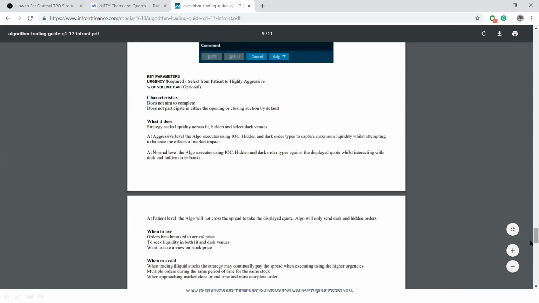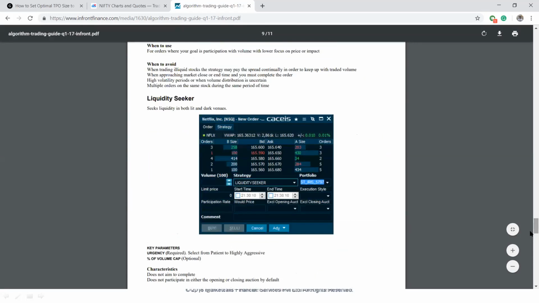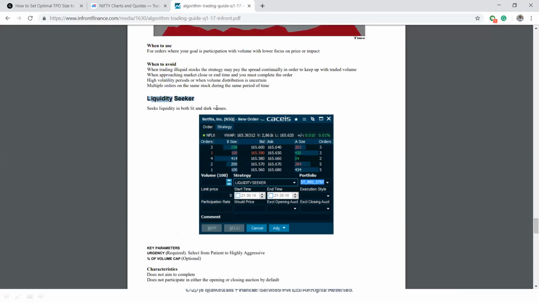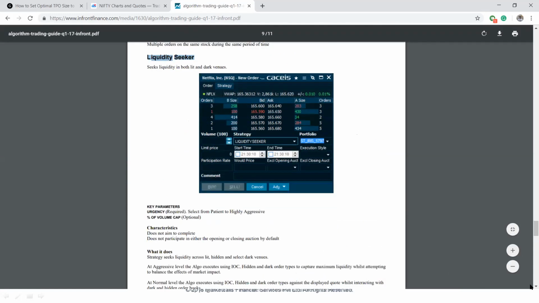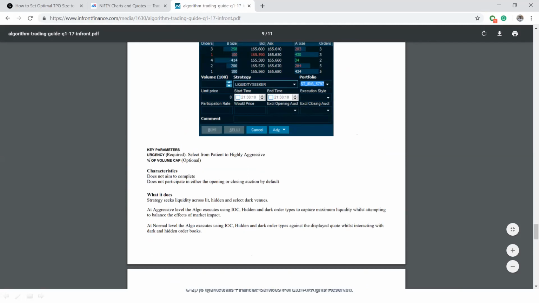Possibly you can look into this: what is the characteristic of a particular liquidity seeker? Let's see what this algorithm looks into. It seeks liquidity in both regular and dark markets. Of course, we don't have dark pools, but there are mature markets. Especially when you want to liquidate or do a fire sale, you want to find counterparty liquidity. Whenever liquidity is happening, it's kind of a rogue algorithm. It ranges from patient to highly aggressive.